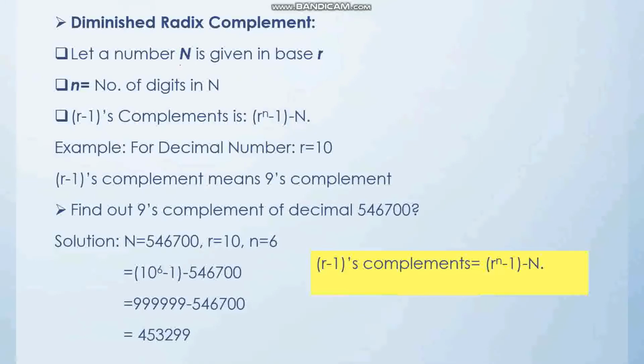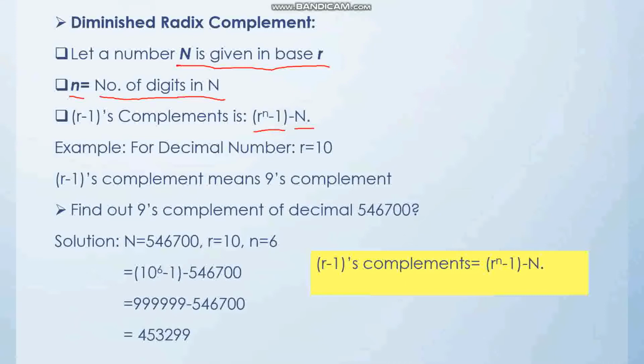For r minus 1's complement, let a number n be given in base r. Small n is the number of digits in n. So what will be the r minus 1's complement? R raised to the power n minus 1. We will solve it first, then we will subtract the number from the intermediate result. Now understand this concept by using an example.